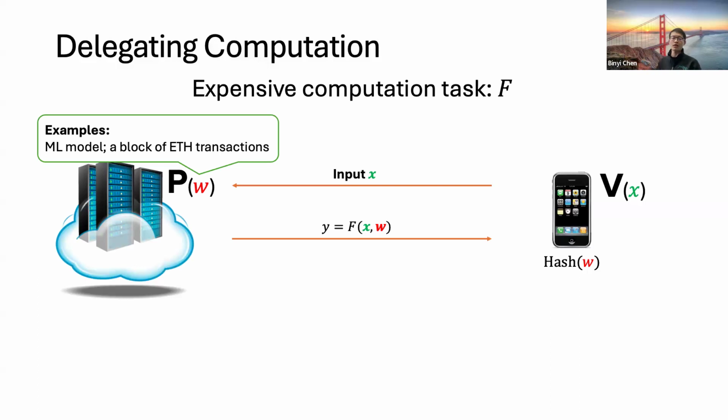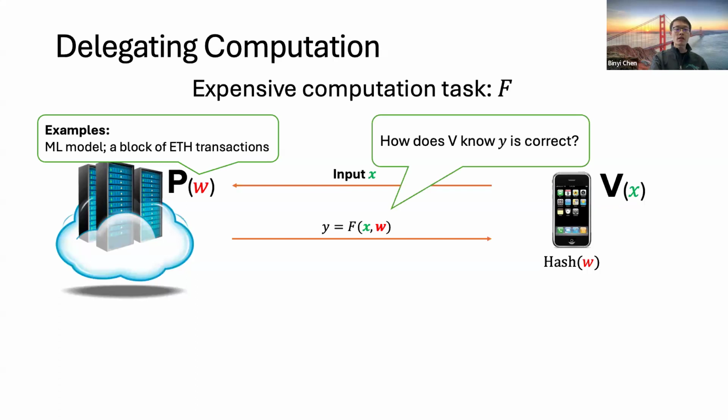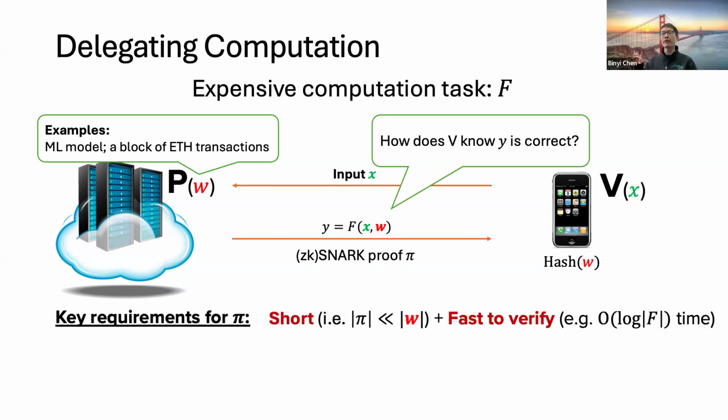But this raises a question. How does Alice know this is the correct answer? What if it's just some junk information or some faked answer? A classic solution is to ask the prover to attach a very short proof called a SNARK proof, or succinct non-interactive argument of knowledge proof. The correct verification of this proof implies that the prover actually knows the correct witness and the computation was done correctly. Moreover, the proof is very small and also very cheap to verify. So Alice, even given an iPhone 3, can immediately verify that this is the correct answer.